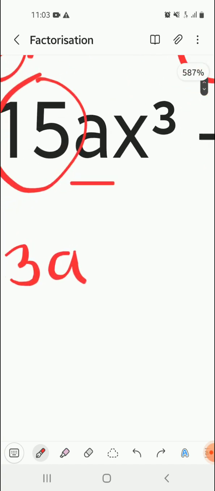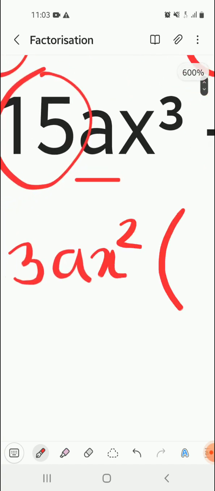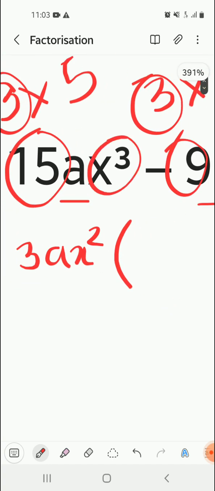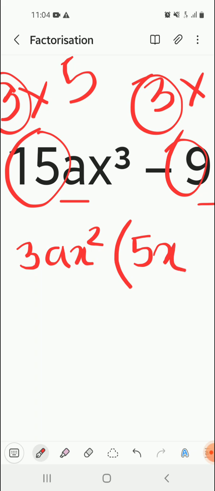Which means x square is common. Now whatever we are left with, here we are left with only one x because we already have x square here and there is x cube. So the one x that we are left with, and over here there is 15 and here it is 3. So into 5. So 5 and x. Check: 3 into 5 is 15.